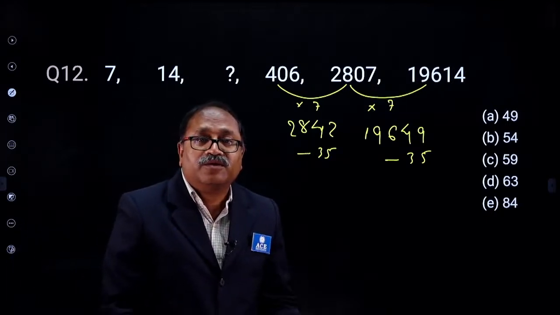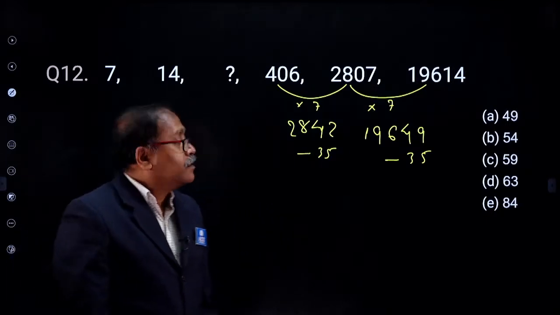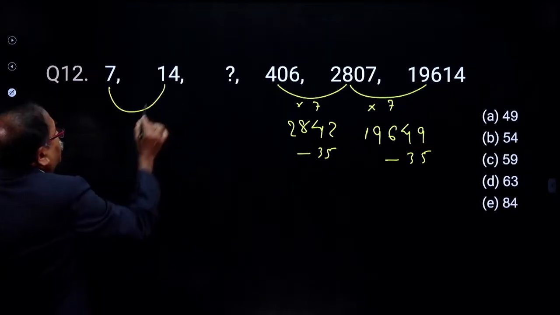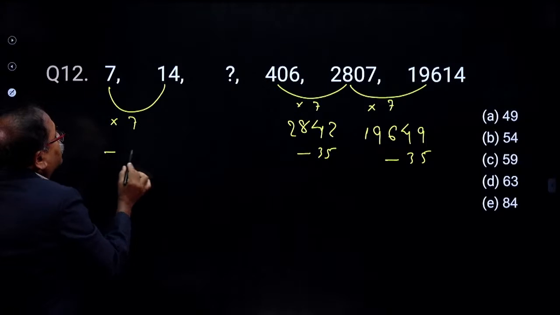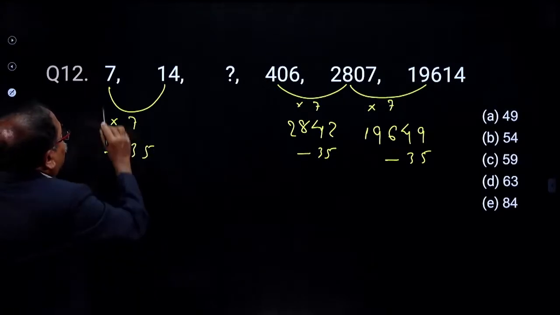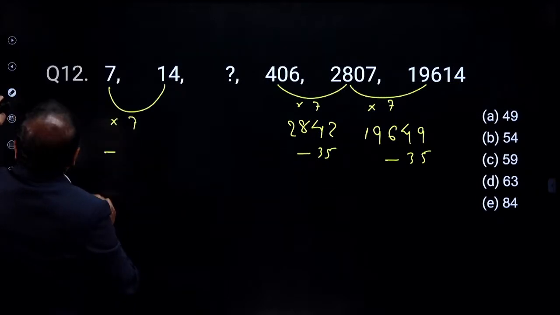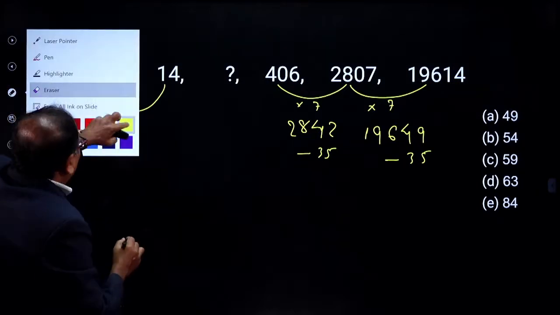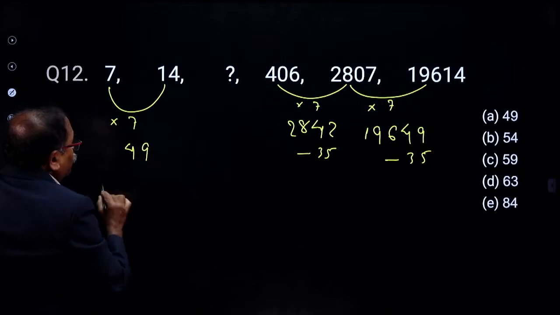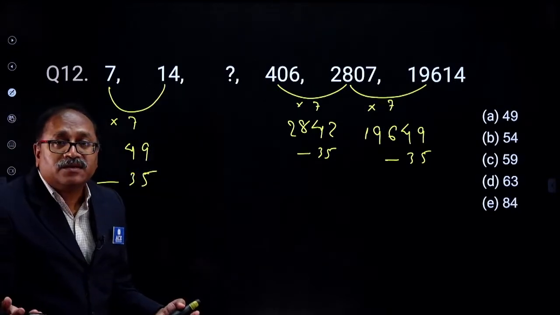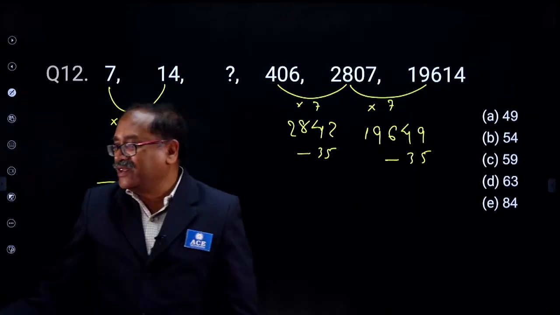You got the logic? That into 7 minus 35. Is the same thing happening if I multiply over here into 7 minus 35? So into 7 is 49. And from 49, if I take 35, am I getting 14? Yes. Please tell me your answer, my young friends.